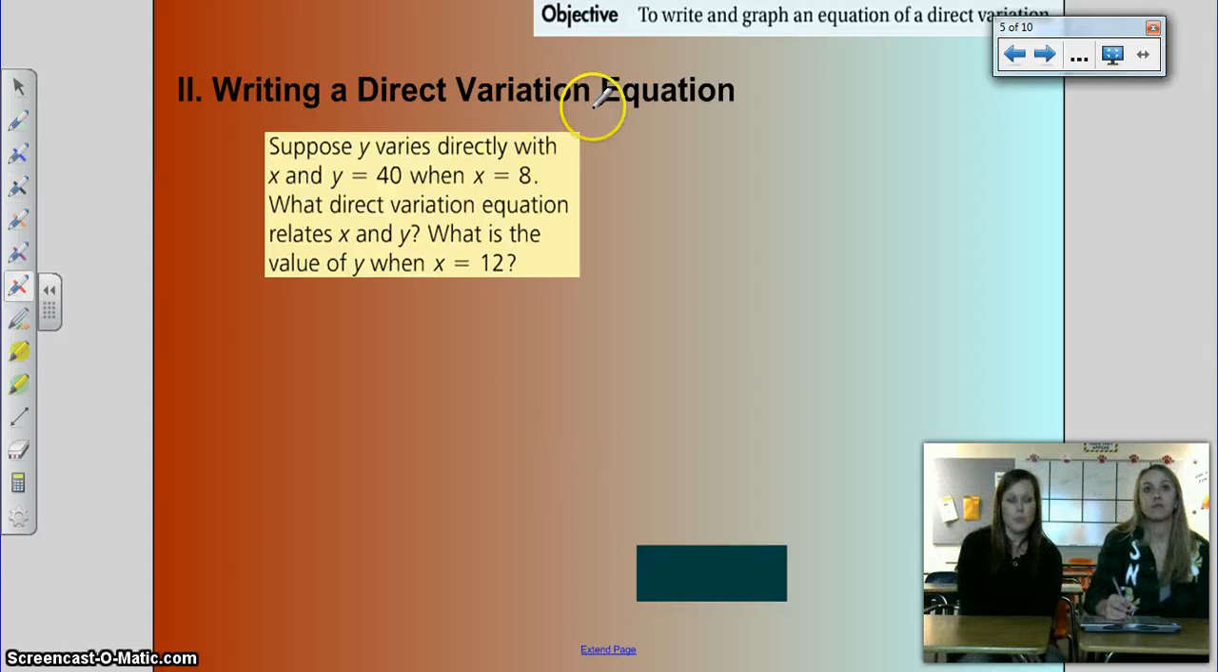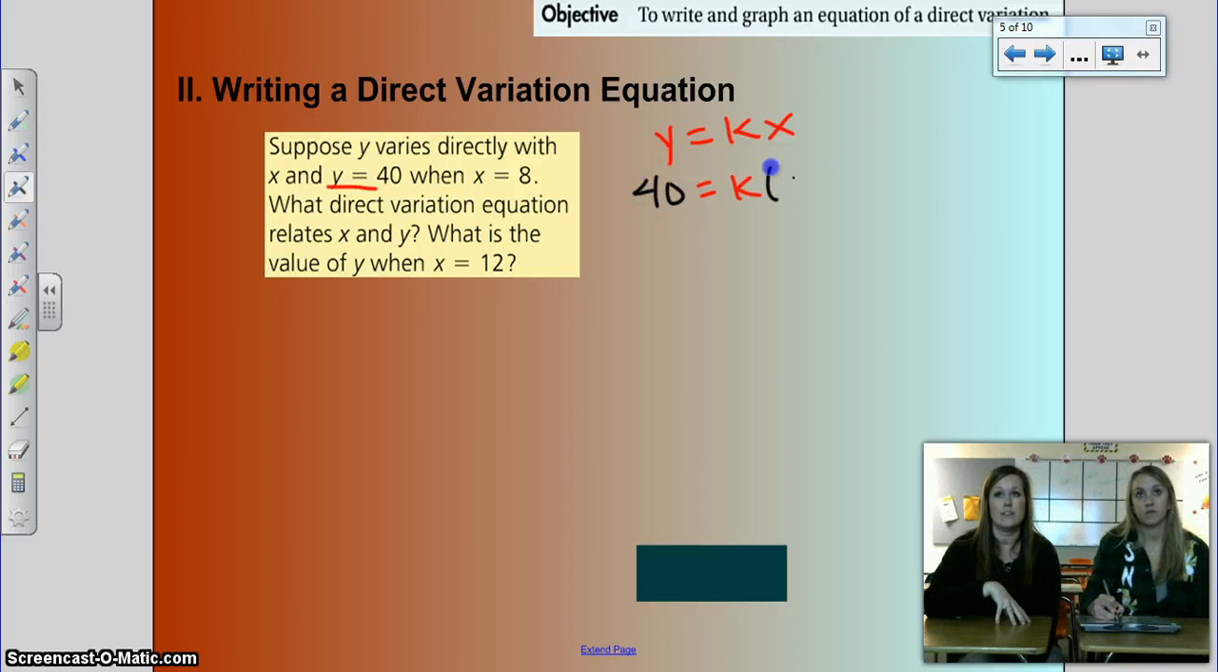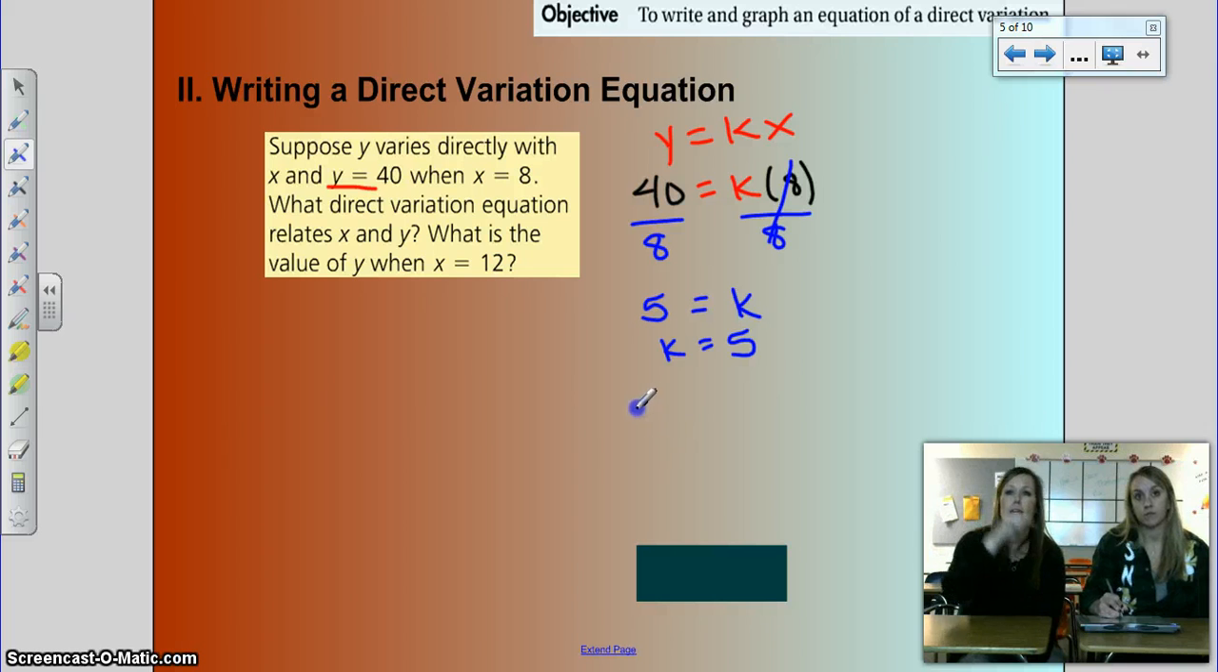Suppose y varies directly with x. Y equals 40 when x equals 8. So we want to start with our direct variation form, y equals kx. We're going to plug in our numbers. So y is 40. So 40 equals k times 8. Now we're going to solve for k. Divide by 8, divide by 8. So 5 equals k. Now I take k and put it back into that original equation. So I rewrite my direct variation equation, y equals kx, and then I'm going to put 5 where k is. So y equals 5x. And there's part 1 of my answer.